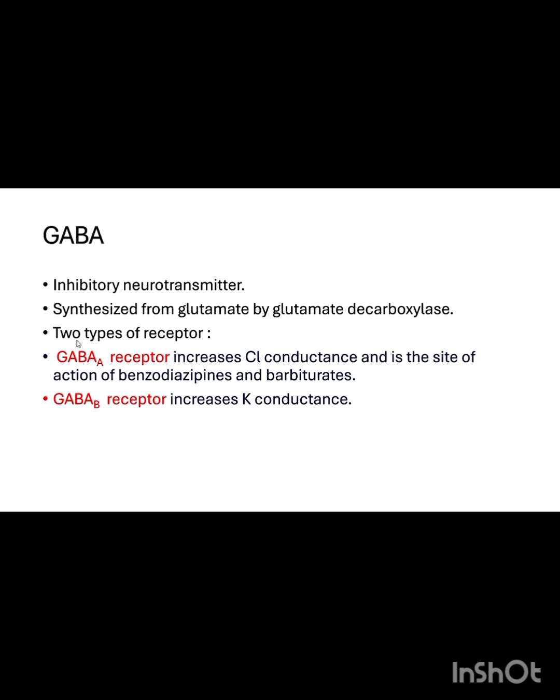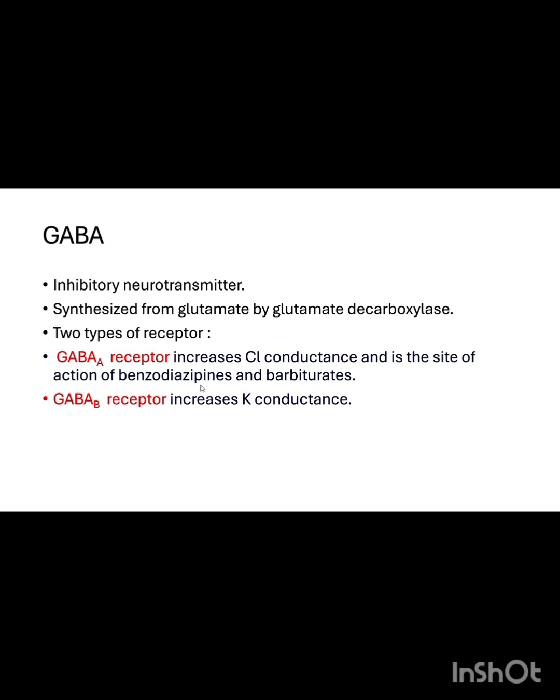2 types of receptors we have for GABA. One is the GABA A receptor. This is an ion channel associated receptor, increases the chloride conductance. And what happens is that it results in hyperpolarization and thus decreases the occurrence of the action potential. And this is the site of action of major drugs like benzodiazepines and barbiturates.